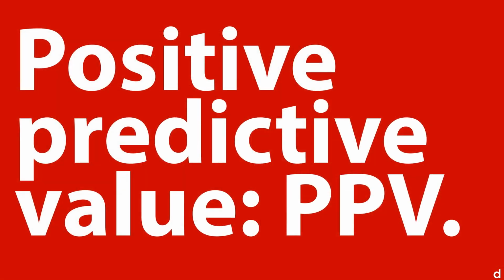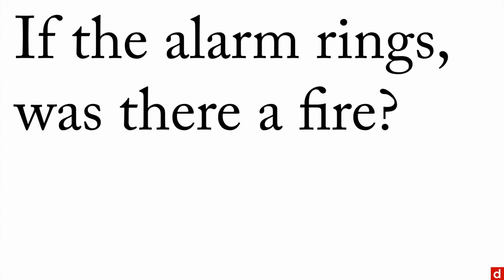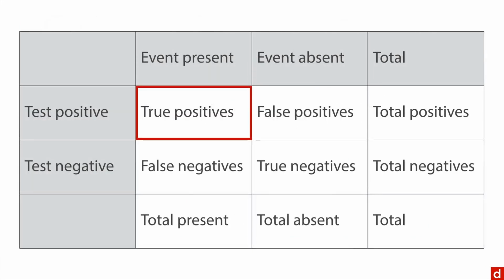So the first one there is positive predictive value, often just abbreviated as PPV. And we flip around the order a little bit. This one says, if the alarm rings, was there a fire? So now you're looking at the true positives and dividing it by the total number of positives. Total number of positives is any time the alarm rings. True positives is because there was a fire.